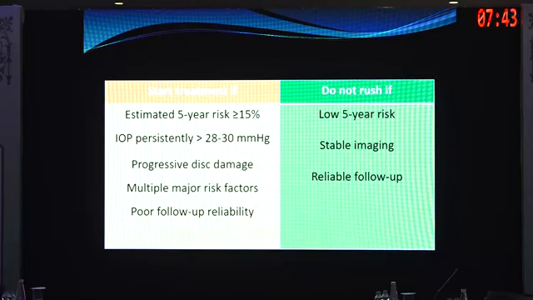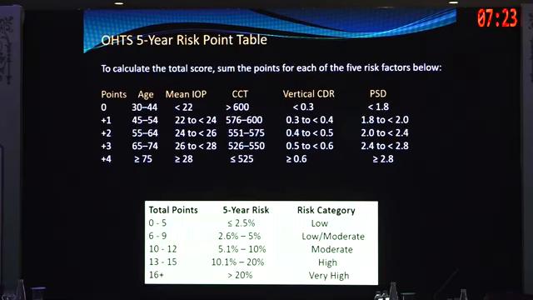So how do we calculate this risk? There are tables. Online there are many tables available. If IOP is persistently more than 28 to 30, progressive disc damage is found, multiple major risk factors and poor follow-up reliability are there, then we need to start treatment. And we need to not rush if the case is opposite, like low 5-year risk, stable imaging, and reliable follow-up.